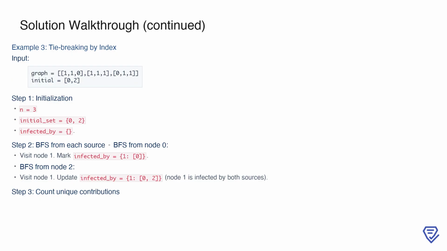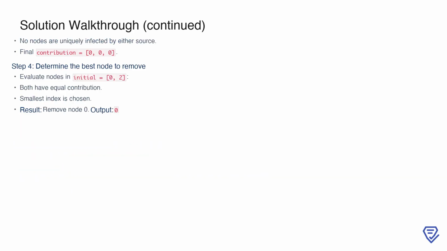Now, we consider a third example to illustrate how tie-breaking by index works. In this final example, the graph has 3 nodes, and nodes 0 and 2 are initially infected. After initialization, with n equals 3, initial_set equals {0, 2}, and infected_by as an empty dictionary, BFS is performed starting from each source.